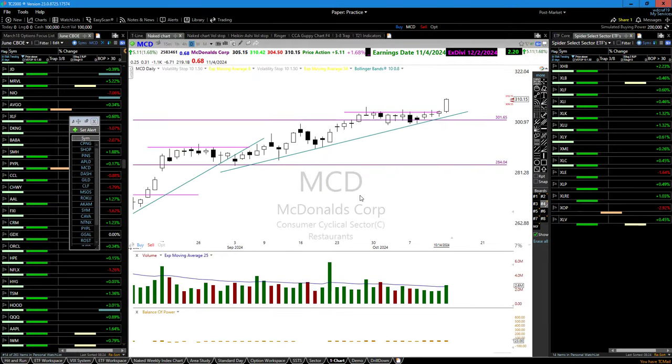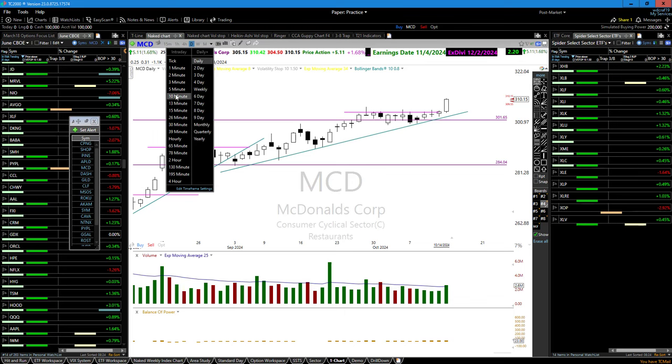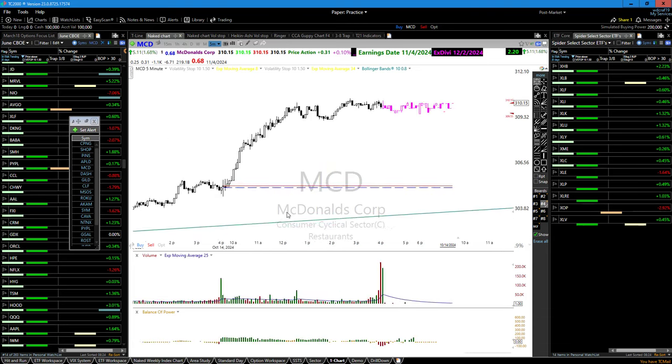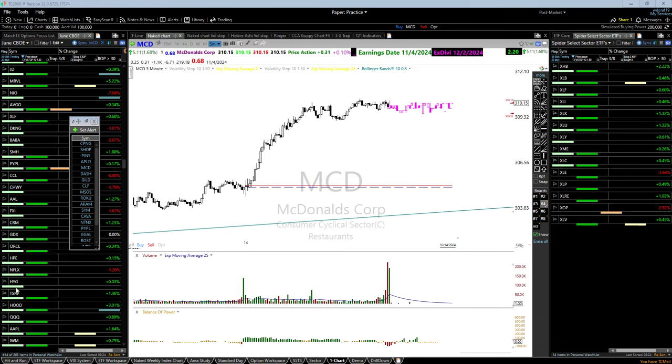It's the exact same thing if I switch this to a 5-minute chart. The patterns are the same. 5-minute chart, it found the trend right there. There's the trade. Every time. It's the same. But we have to be willing to wait for it.